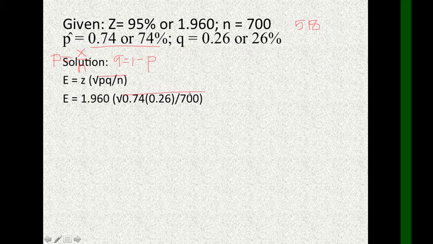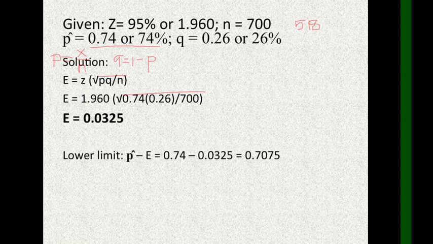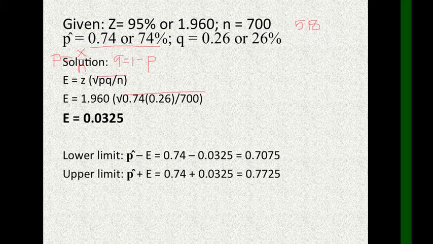And then divide your answer to 700, which is the total number of respondents. And then from your answer, click square root and click equals. And from that, multiply your answer to 1.960 and you will get 0.0325 as your final answer for the margin of error. Now, for the lower limit, we have p hat minus e as our formula. So we have 0.74 minus 0.0325. The answer is 0.7075. For the upper limit, p hat plus e equals 0.74 plus 0.0325 equals 0.7725.